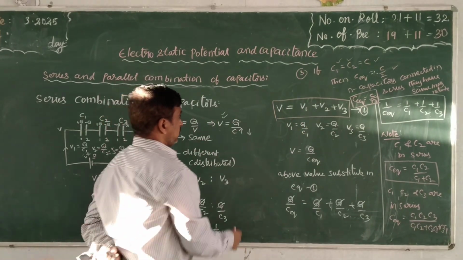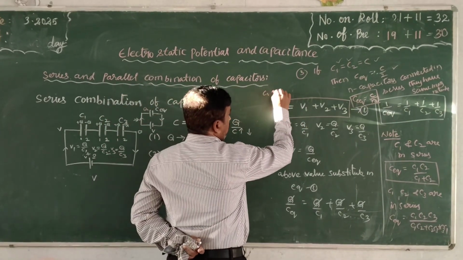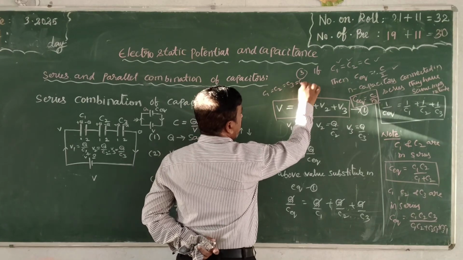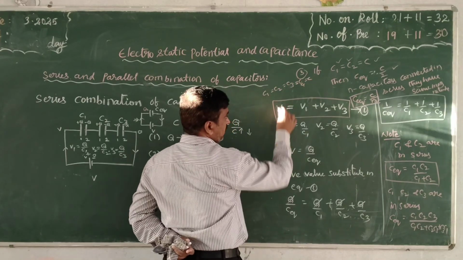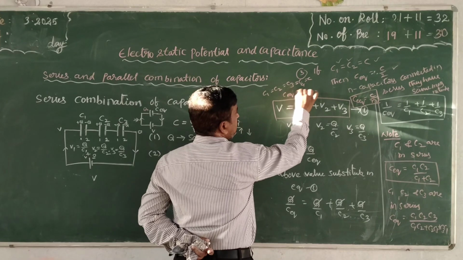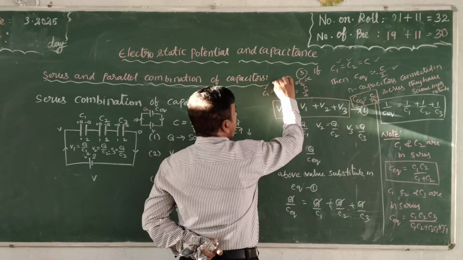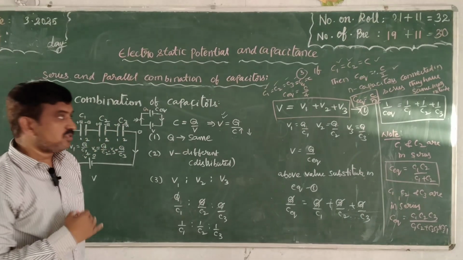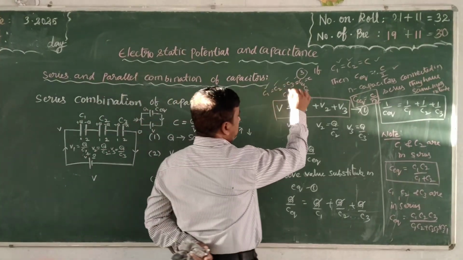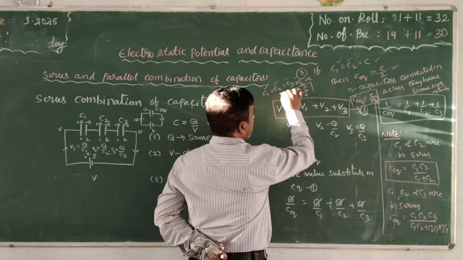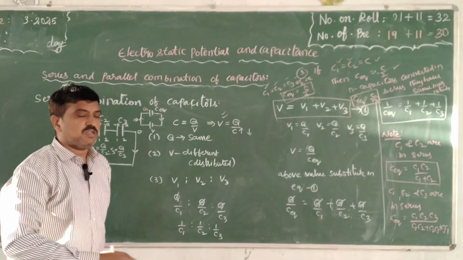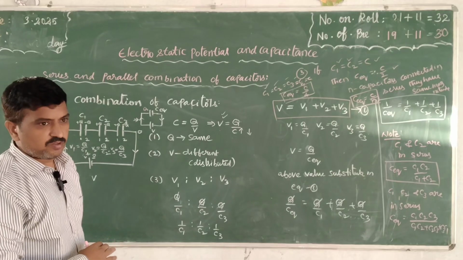So for example, see, C1 equal to C2 equal to C3 equal to C4 equal to C. In that case what is the equivalent capacitance now? C by 4. Why? 1, 2, 3, 4 capacitors are there, connected in series, with the same magnitude C. That's why we can write C equivalent equal to C by 4. This is the shortcut for series combination of capacitors.